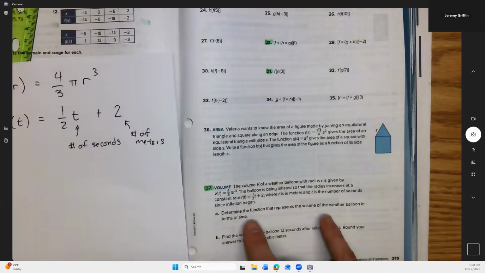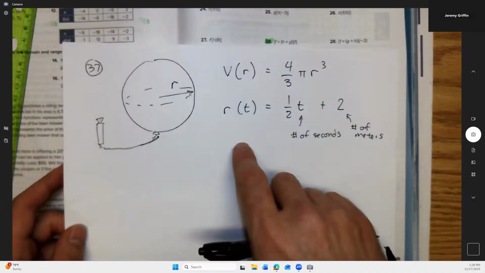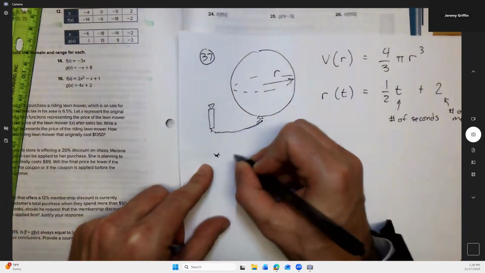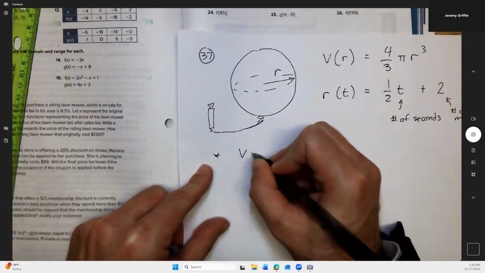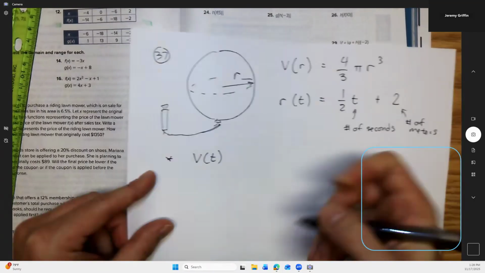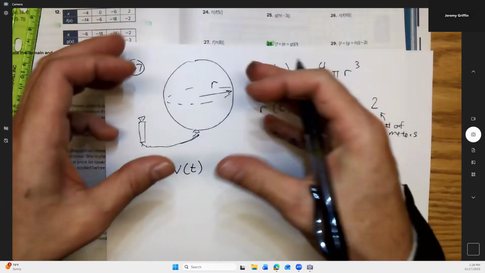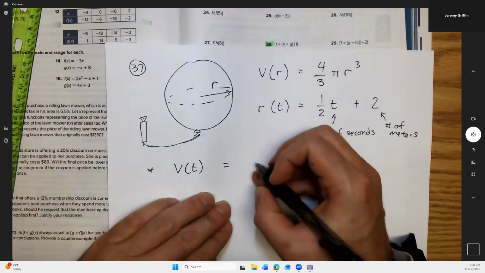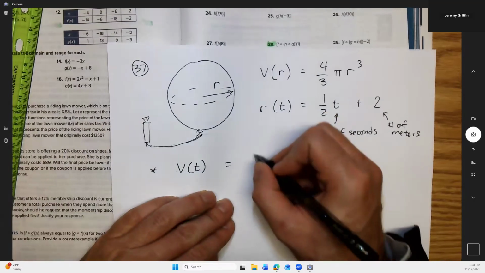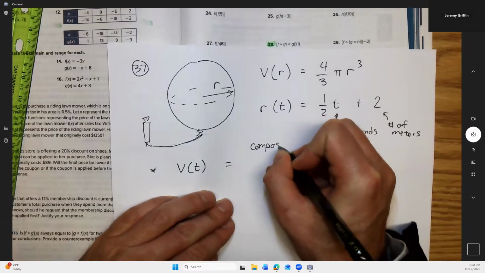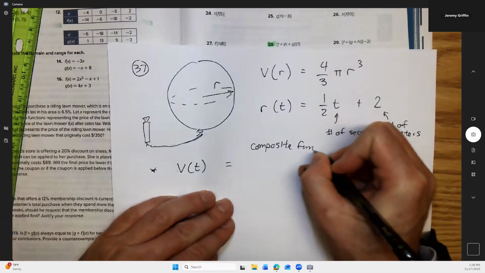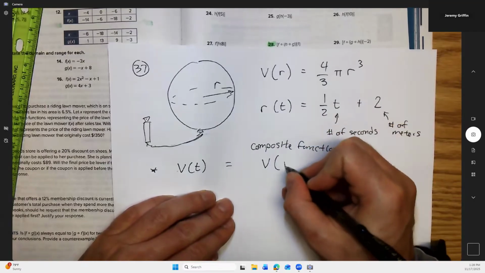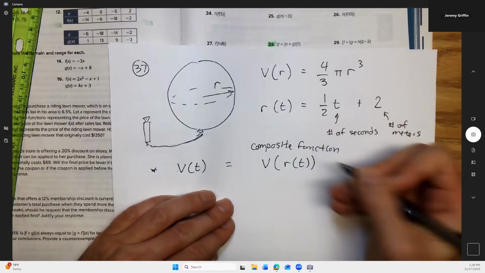And what they want to find is the volume, not as a function of radius, but as a function of time. So we want to know what the volume is as a function of time. After say 5 seconds have passed, how big is this balloon in terms of volume? Well, you can get that by creating a composite function. V of t is the same thing as v as a function of r as a function of t. So we can go like that.